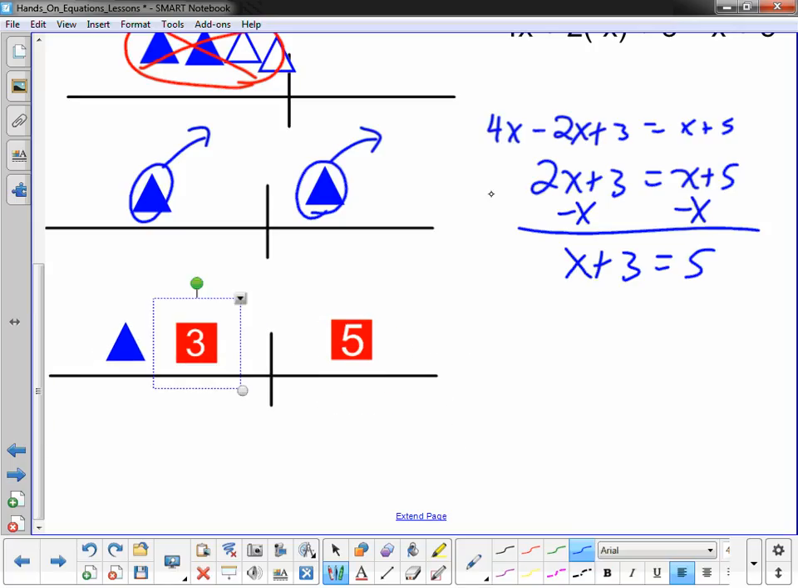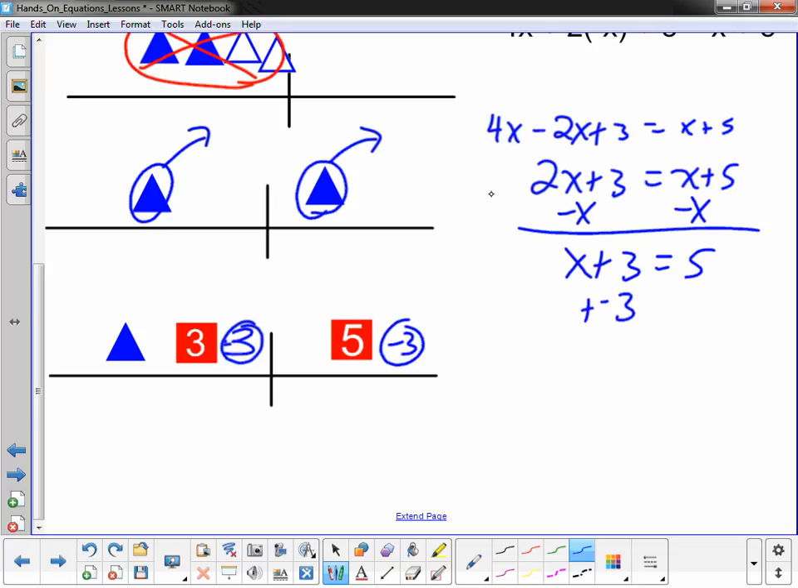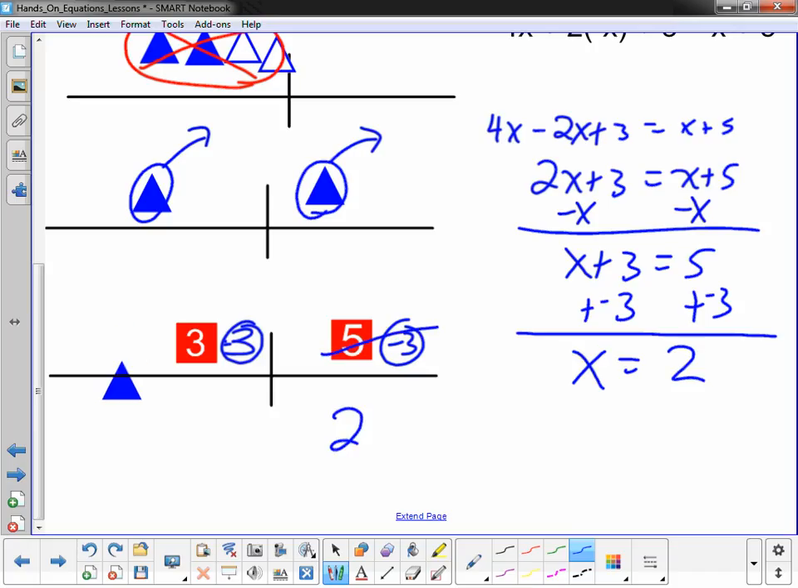So now what I would do next is add a negative 3 to both sides. I would add a negative 3 to both sides. Well, the 3's cancel off. I've got an x. 5 plus negative 3 is a 2. So the same thing here. I would say this is a 2, and I still have the x because these canceled off. So x equals 2, or x equals 2.